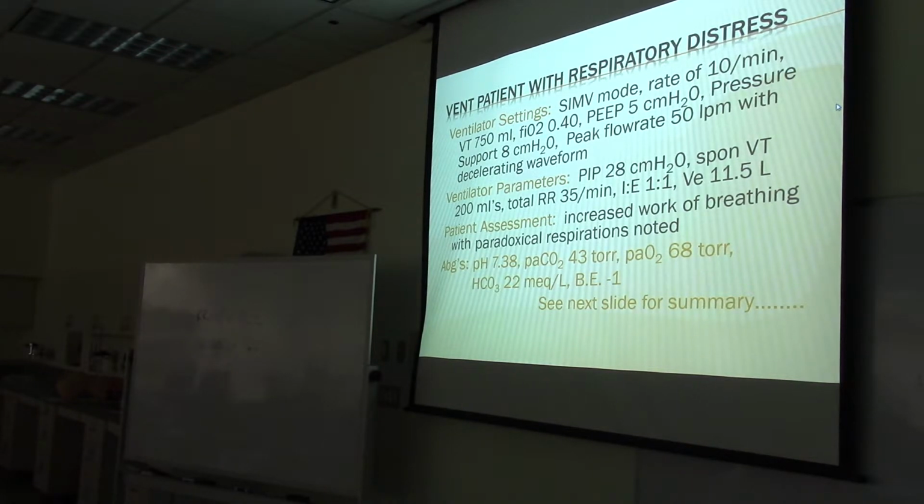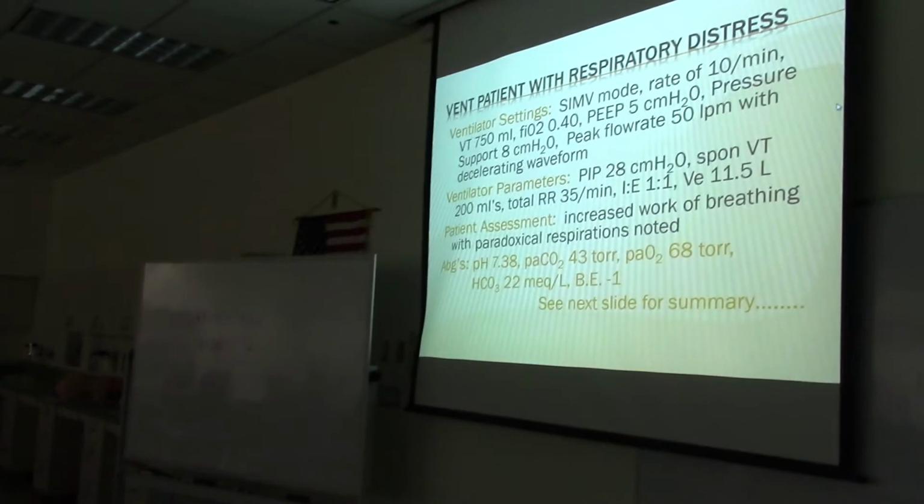Here's a ventilator patient with respiratory distress. On SIMV mode, the rate is 10 breaths per minute. Tidal volume 750 ml. FiO2 is 0.4 and the PEEP is 5. Pressure support is 8. There's a peak flow rate of 50 liters per minute and with a decelerating waveform.